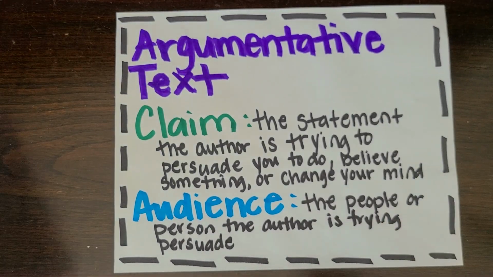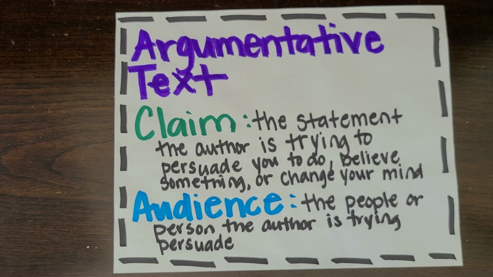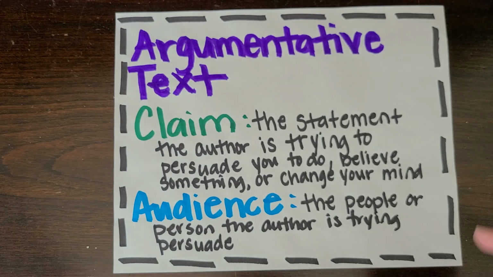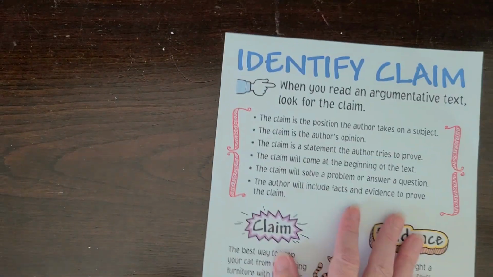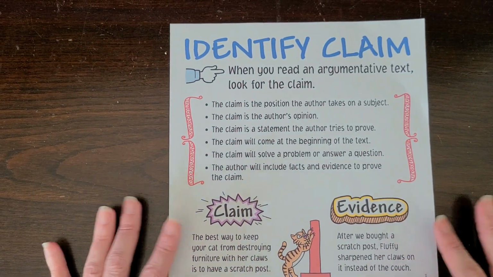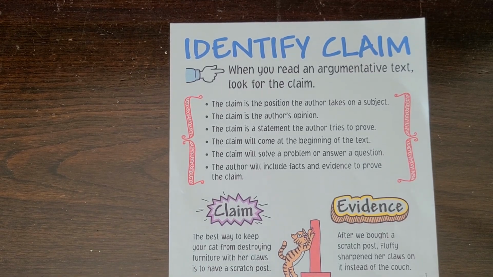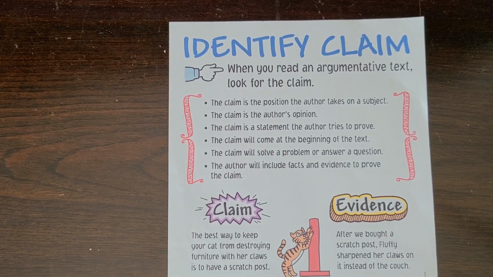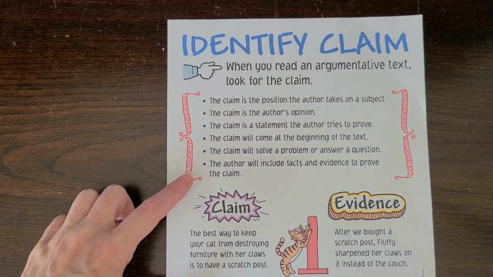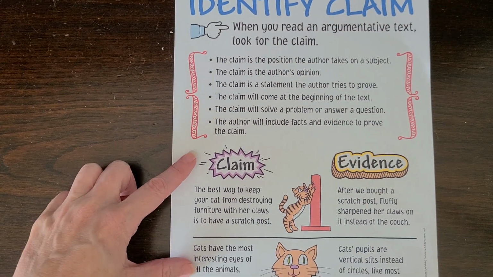Today, we are going to talk about the evidence that supports the claim. So your objective today is you will find evidence in an argumentative text that supports the claim. So let's go over that real quick before we dive into the work. So when you identify the claim, you read an argumentative text, you're going to look for that claim. So we've already talked about what a claim is, so we're going to skip down to here.